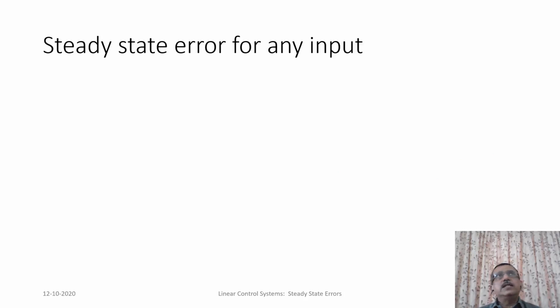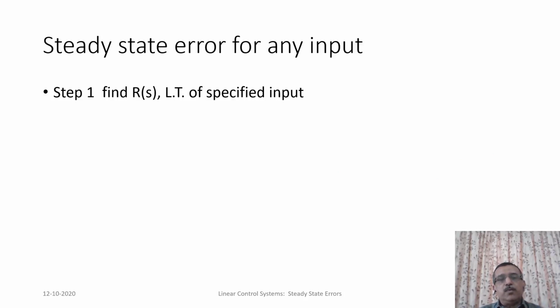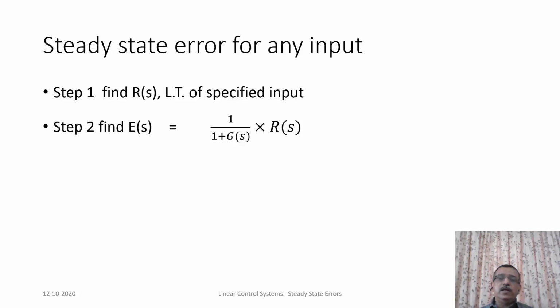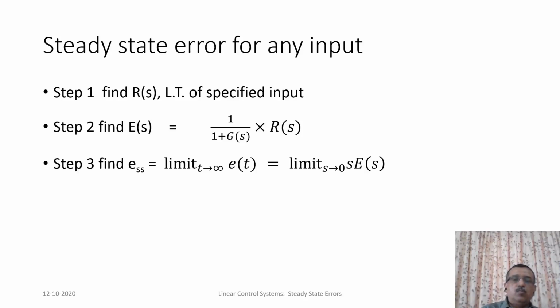So how will you find the steady state error for any input? Step 1: you know the input, so you find R(s), that is the Laplace transform of the specified input. Step 2: find E(s). We know E(s) by R(s) is 1 by 1 plus G(s). So E(s) is 1 by 1 plus G(s) into R(s). Then you find the steady state error.